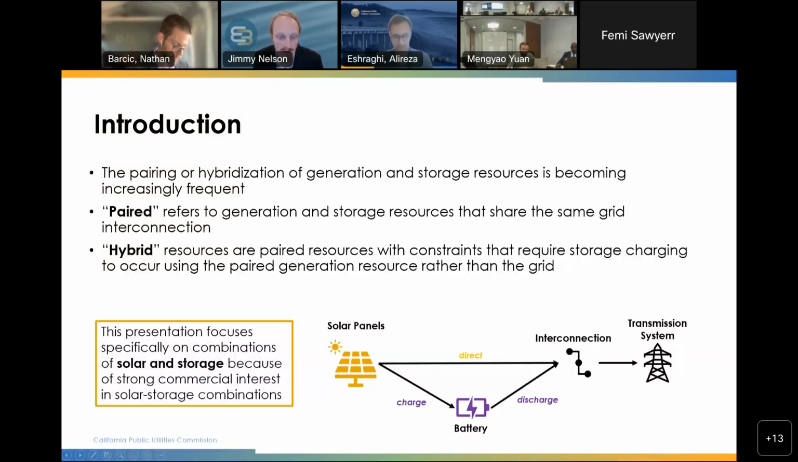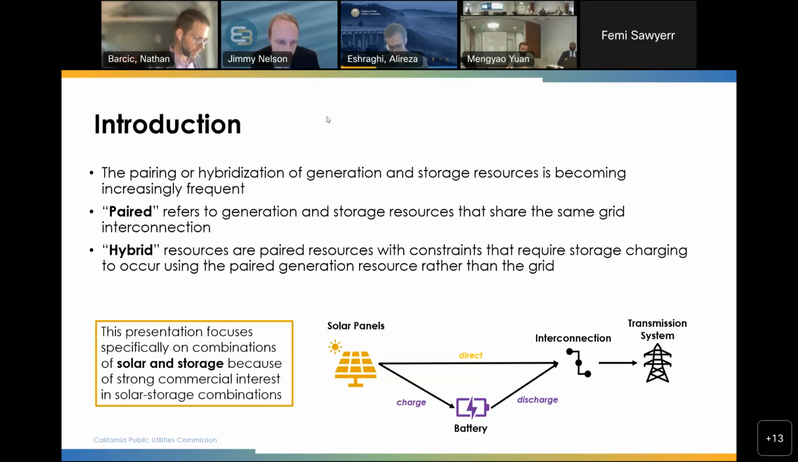So I think most of you are probably familiar with the recent rise in the co-location or pairing or hybridization of solar and batteries. There are a lot of different terms that folks use, and hopefully in this presentation we can get past some of the terminology issues by just defining all the different attributes of solar storage combinations, and focus on what the resource is doing. But for purposes of this presentation, paired refers to generation and storage resources that share the same interconnection, and hybrid is that plus also using the solar to charge the storage.